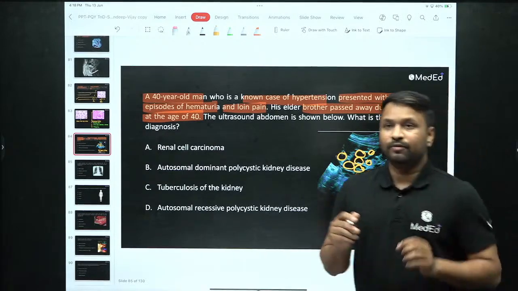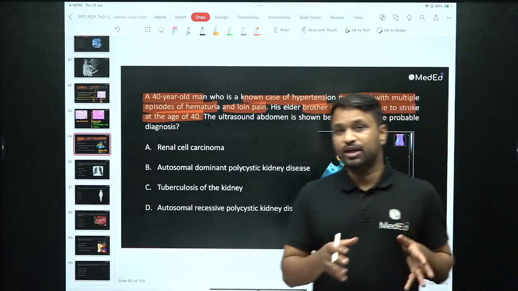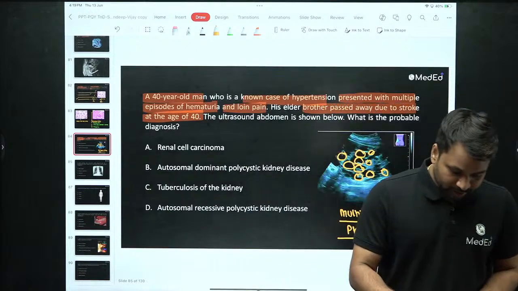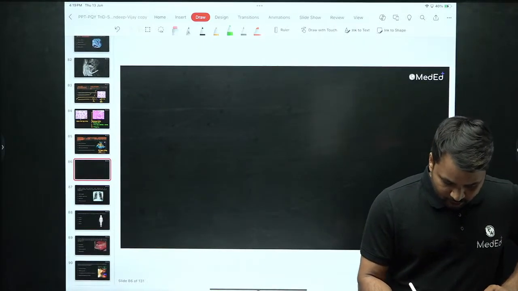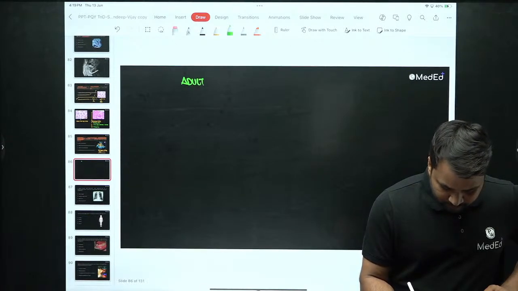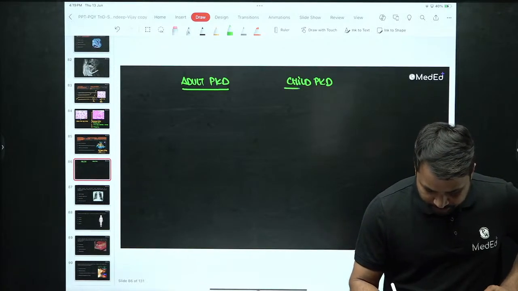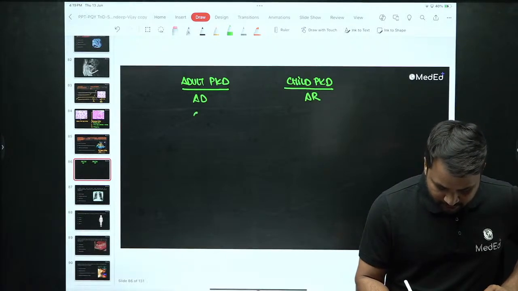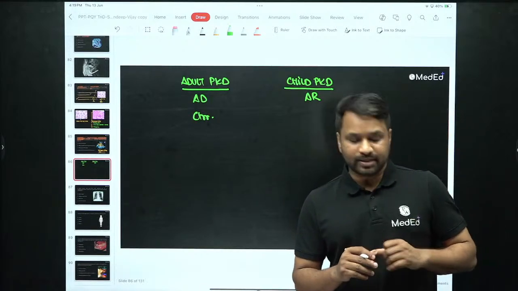Now, when you talk about polycystic kidney disease, it is an autosomal dominant disorder. If it is adult, it is autosomal dominant. If it is child, not always is it autosomal dominant. Now, I can divide them into the adult polycystic kidney disease and the child polycystic kidney disease. Remember, adult is going to be autosomal dominant. Child is autosomal recessive.